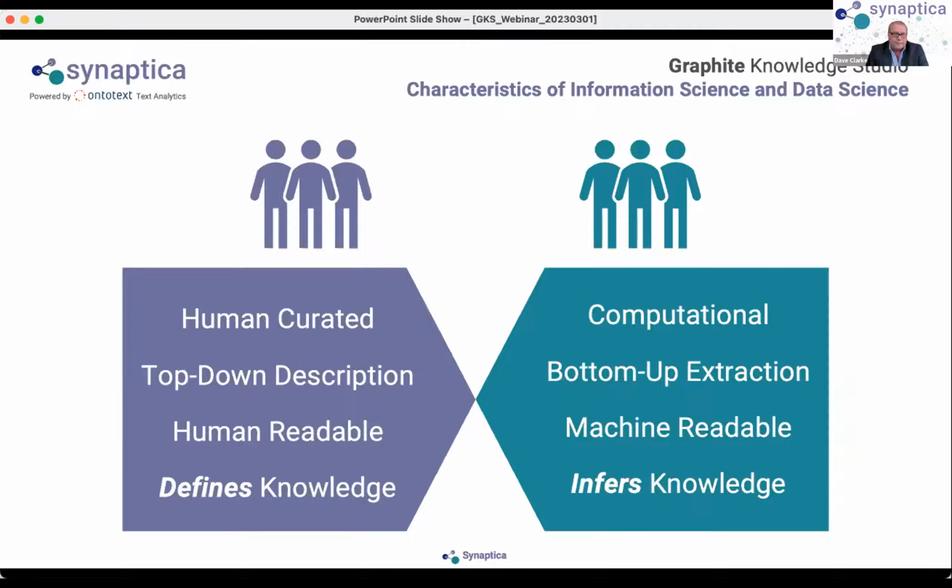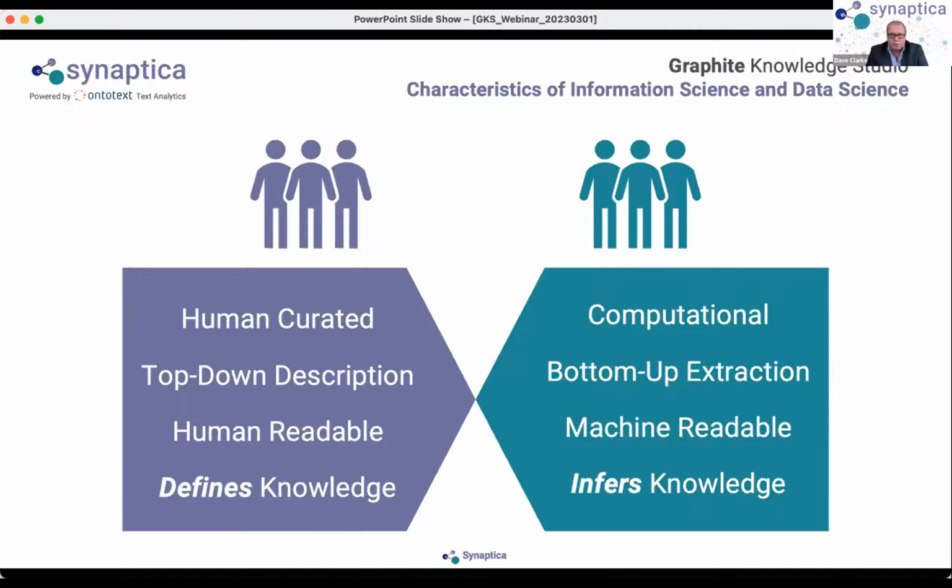Information science on the left is about human curated knowledge. It's very much a top-down description of knowledge. Taxonomies are themselves an attempt to categorize and subcategorize and classify. Information science is very human readable. So when we create taxonomies, we're creating human readable representations of knowledge. One of the essential qualities of information science is defining a world of knowledge. So it's defining.